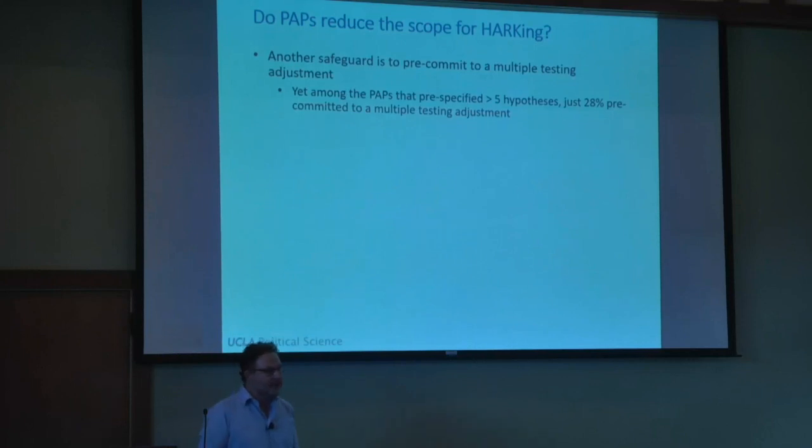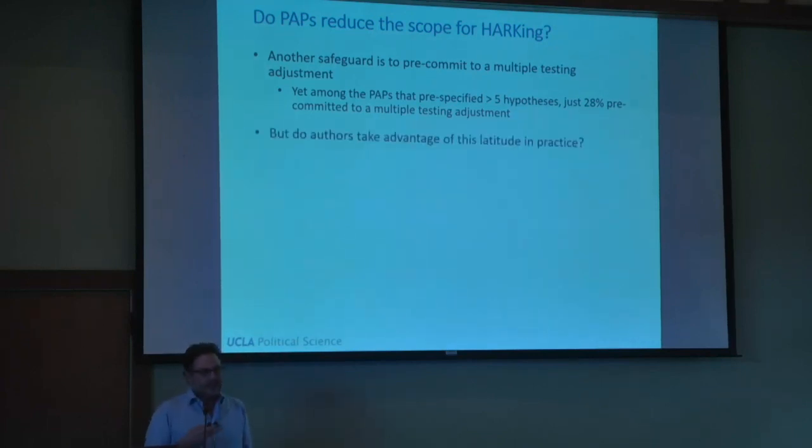So another safeguard, of course, if you're pre-specifying lots of hypotheses, is to just commit to doing a multiple testing adjustment. Among the PAPs that pre-specified more than 5 hypotheses, just 28% committed in advance to doing a multiple testing adjustment. But the real question is, do authors take advantage of this latitude in practice?